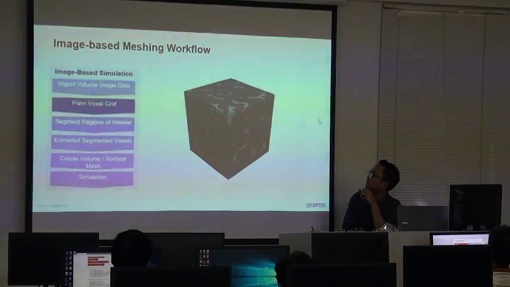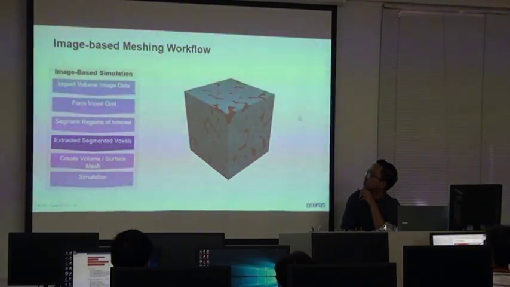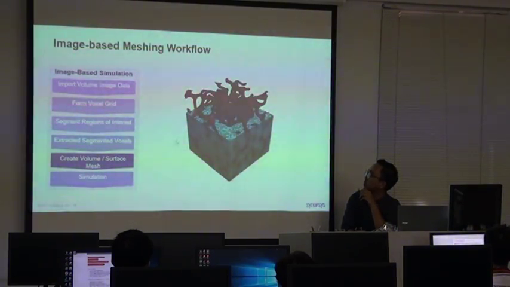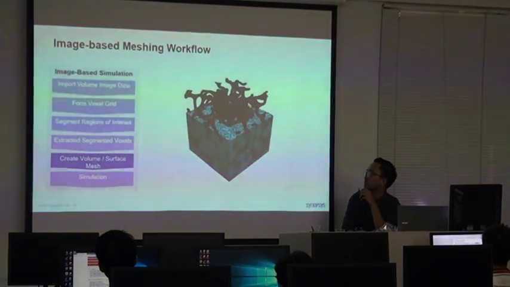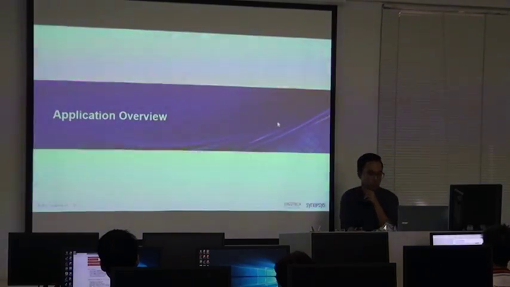So it's the same process for materials as well. We import to Simpleware, we form a voxel grid, then we do a selection, then we extract, and then we create a volume or surface mesh.